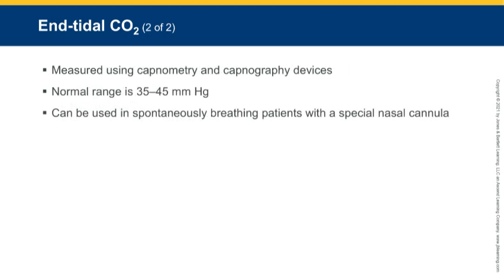EtCO2 is measured using capnometry or capnography devices. Capnometry provides a numerical reading of CO2 levels, typically ranging between 35 to 45 millimeters of mercury, while capnography offers a waveform display that allows EMTs to analyze ventilation patterns in real time. This tool is especially useful in confirming endotracheal tube placement, monitoring CPR effectiveness, and assessing respiratory status.